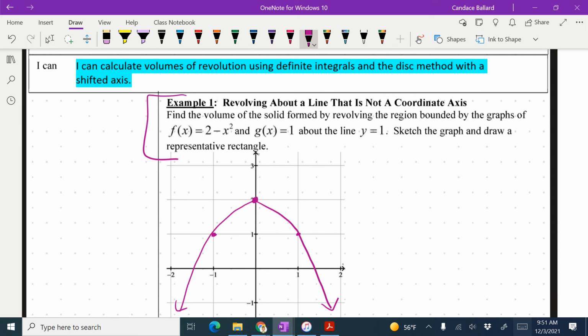This one's pretty simple. If we had to get the actual intersection points without looking at the graph, remember we set the two equations equal to each other, just like we did. We're kind of being lazy today and reading it off the graph. Okay. So this was this one. g of x equals 1 is going to be a horizontal line right here.